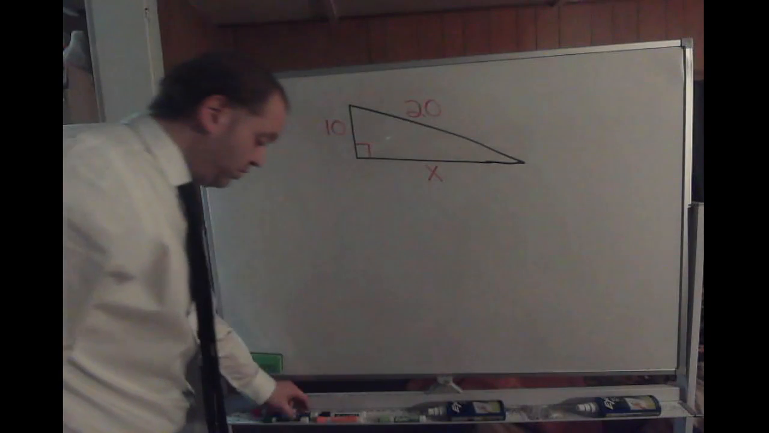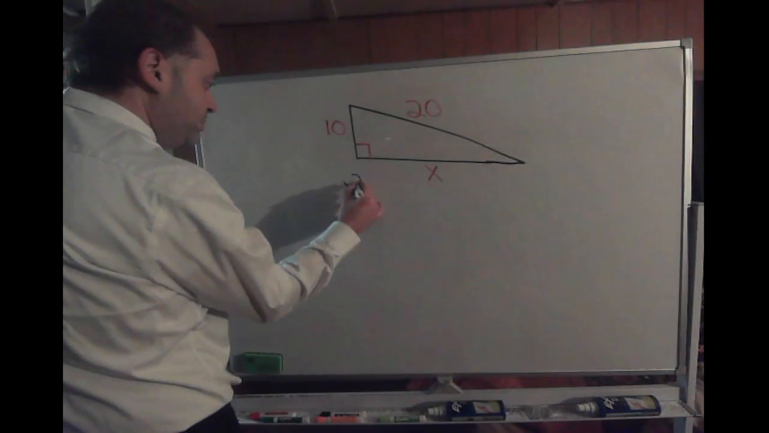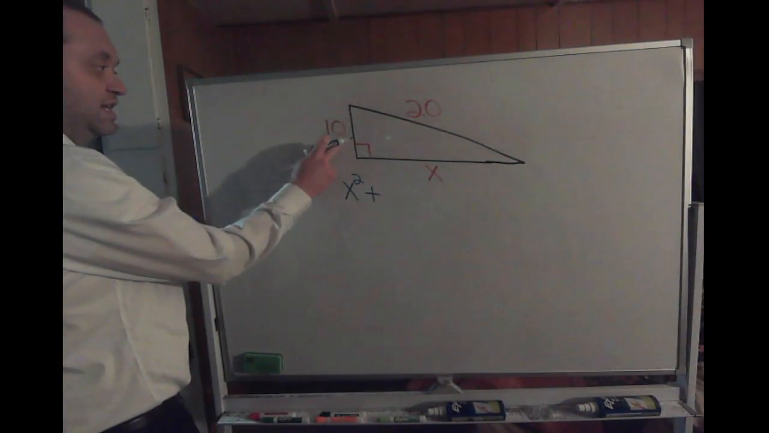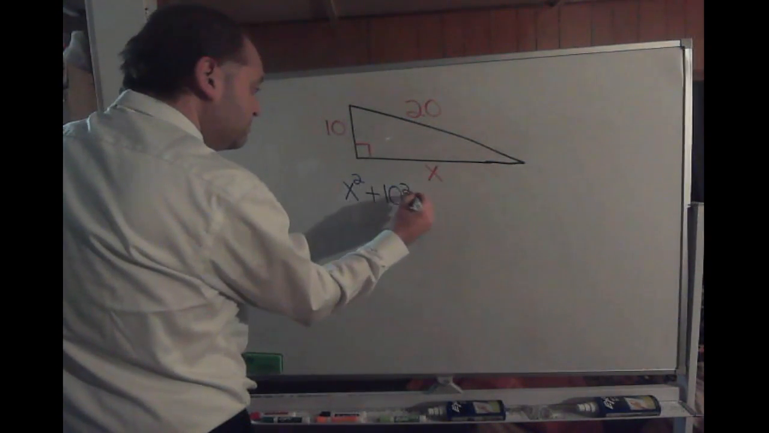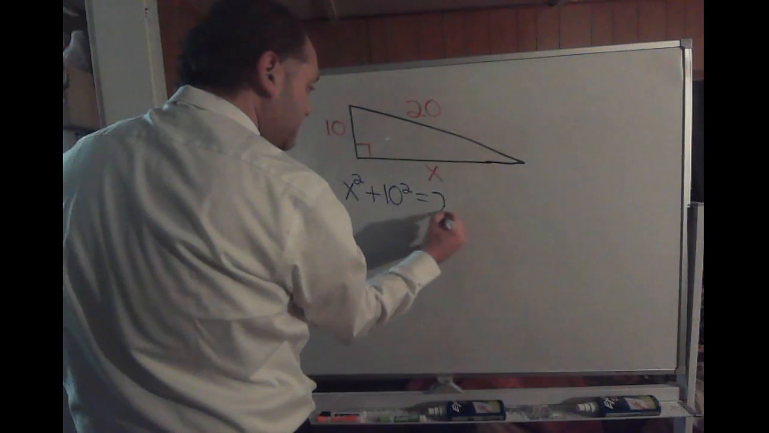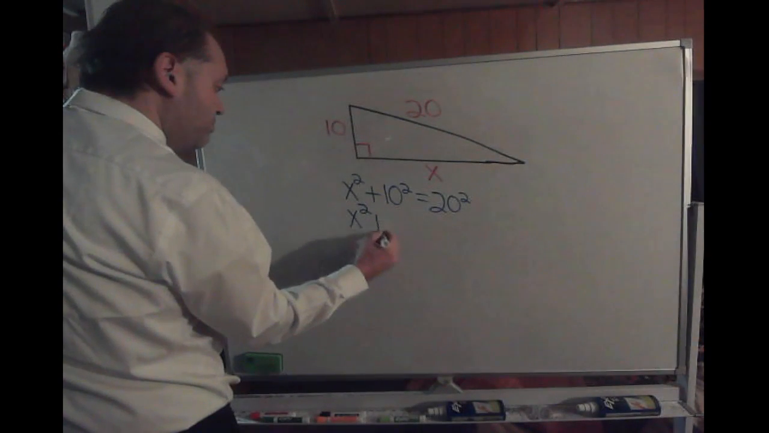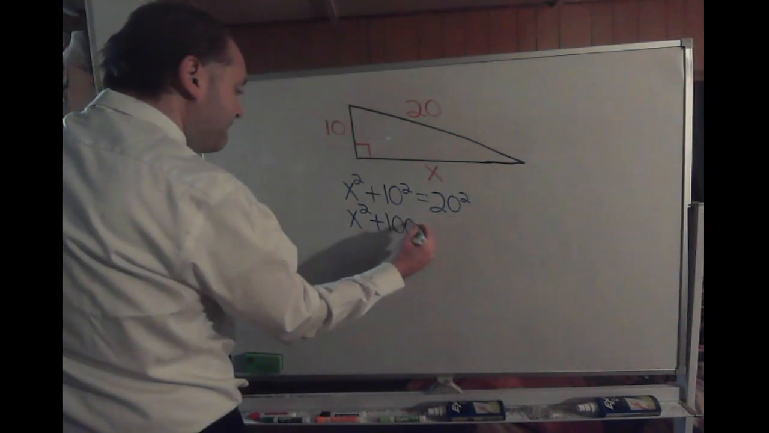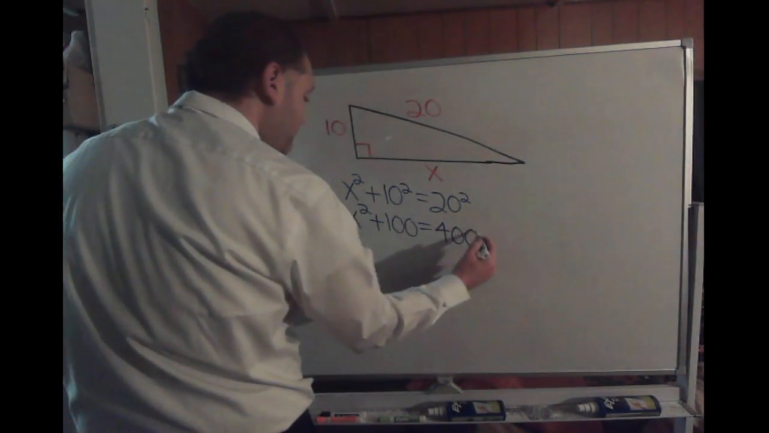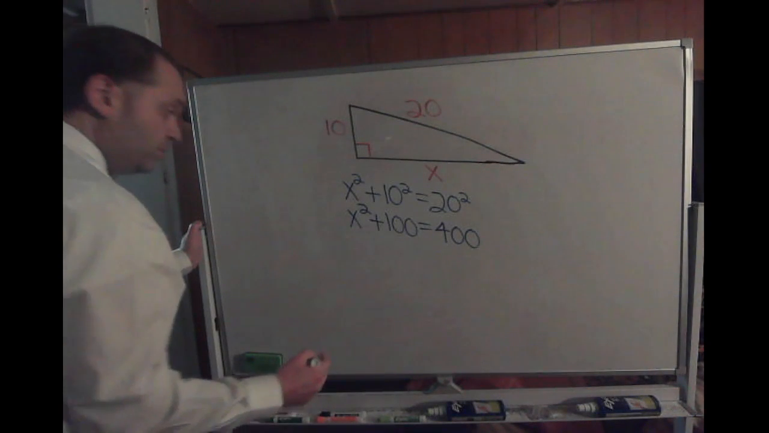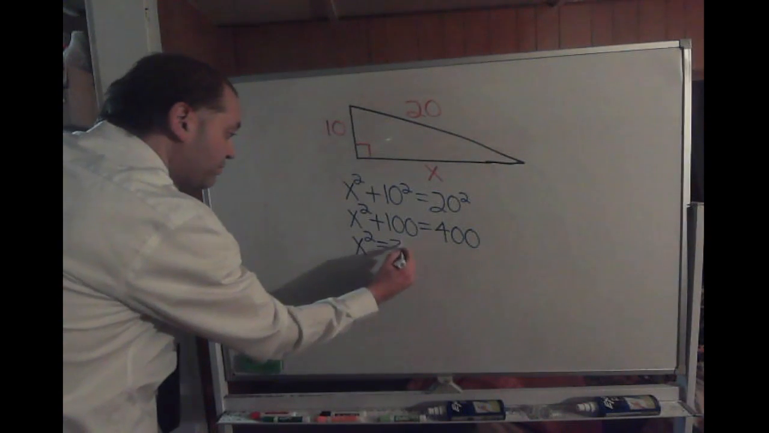So, of course, once again, we're going to solve for x. So you take the length of this leg being x, raise that to the second power, plus you'll take the length of this leg, which would be 10, raise that to the second power, set that equal to the length of the hypotenuse, which would be 20, and raise that to the second power, which would simplify into x squared plus 100 equals 400, which would then give you that x squared equals 300.